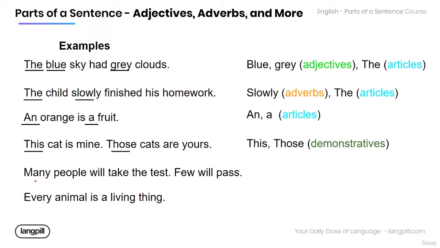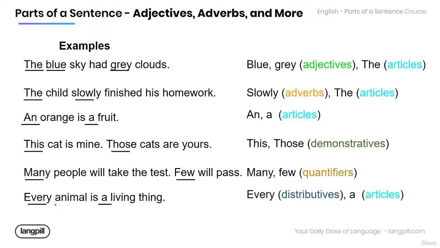Next we have: many people will take the test, few will pass. Here we're using quantifiers, many and few. And last we have: every animal is a living thing. So every is a distributive, while a is an article. So take some time, look over this, and get familiar with where these new terms are in the sentences. Where is the structure? How do we place these things in the sentence?